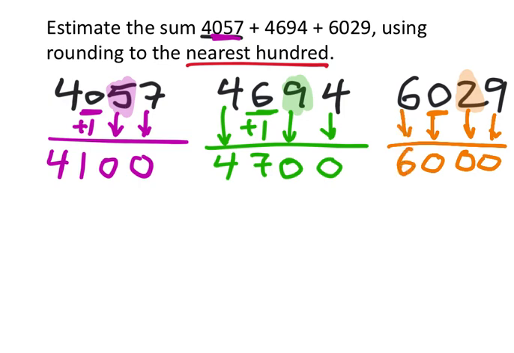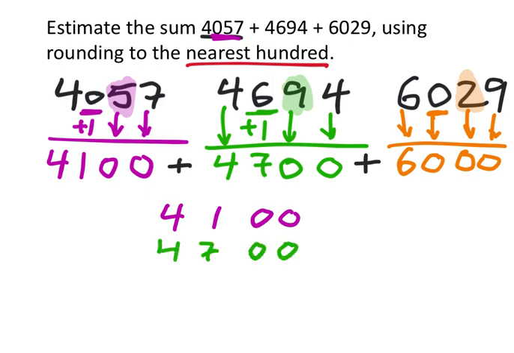So this is what we get with the addition right now: 4,100 plus 4,700 plus 6,000. And however you prefer to do it, whether you're stacking it by one, or all three together, or two at a time, is up to you. I'm going to stack these all together. So 4,100, 4,700, and then 6,000. Let's go and add these together.